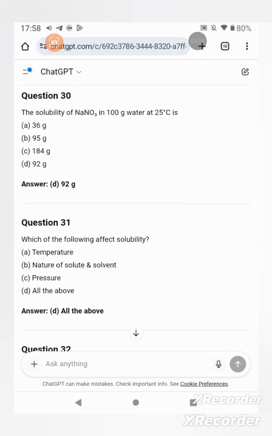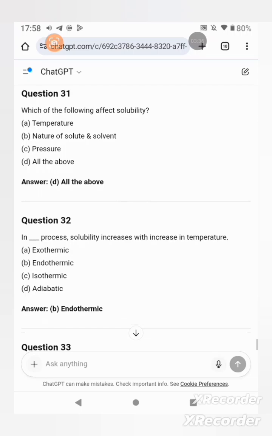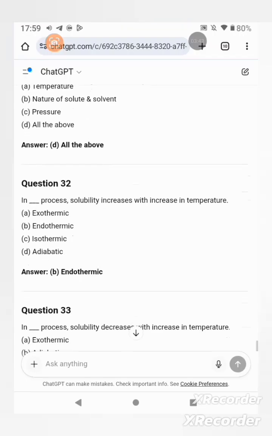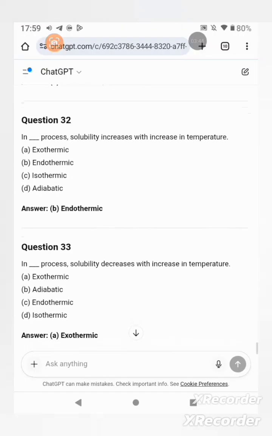Question 30. The solubility of NaNO3 in 100 grams of water at 20 degrees Celsius is A. 36 grams, B. 95 grams, C. 184 grams, D. 92 grams. Answer: D. 92 grams. Question 31. Which of the following affects solubility? A. Temperature, B. Nature of solute and solvent, C. Pressure, D. All the above. Answer: D. All the above.